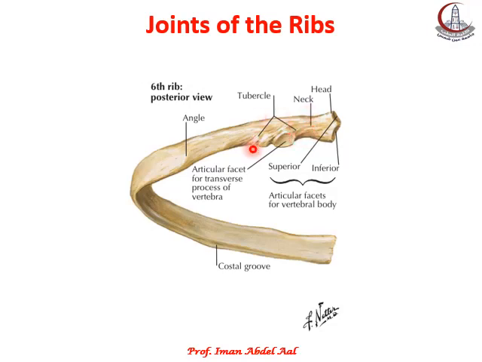The tubercle of the rib has two parts, a smooth part and a rough part. The smooth part carries an articular facet for articulation with the transverse process of the vertebra, and this rough part gives attachment for the ligaments of the joint. So the tubercle has an articular facet and a rough part.